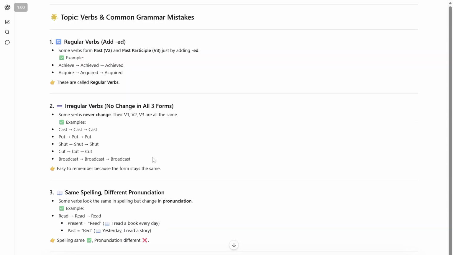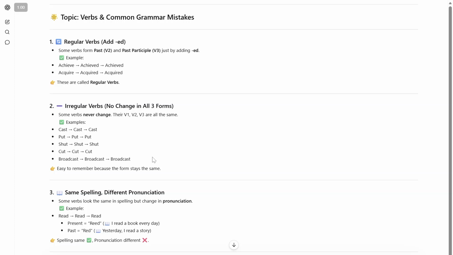Common grammar mistakes. Number 1, regular verbs, add -ed. Some verbs form the past, V2, and past participle, V3, just by adding -ed. Example: achieve, achieved, achieved. Acquire, acquired, acquired. These are called regular verbs.